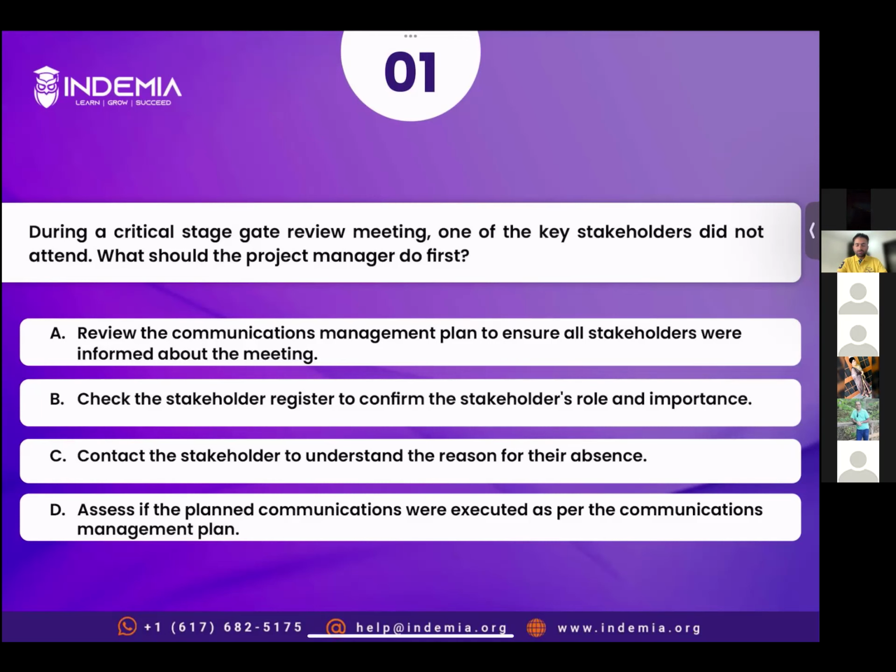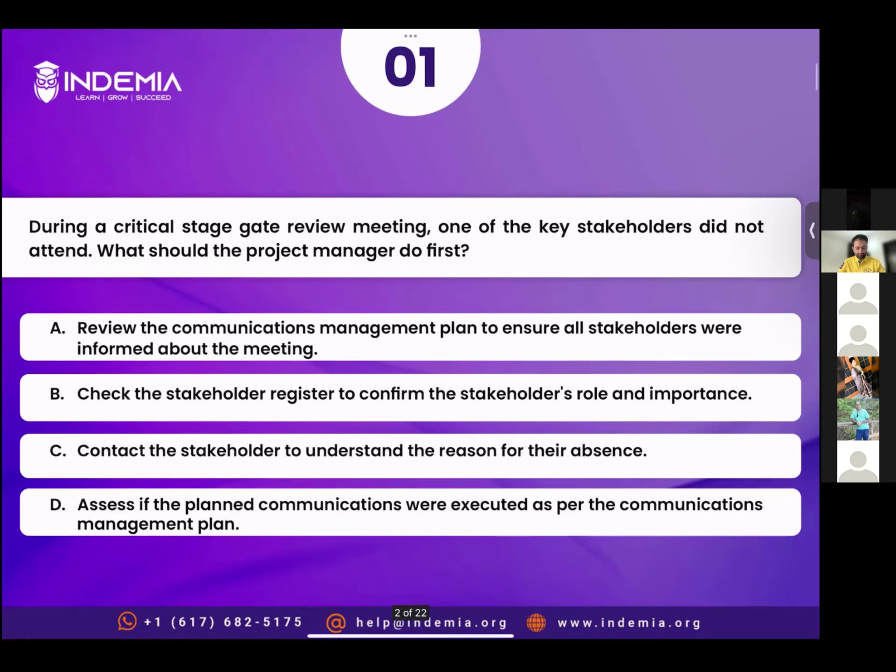Maybe they say we haven't received anything. Maybe they say we received, but there was an emergency, right? Maybe they say there was a miscommunication. So the efficient way to understand the root cause is to directly contact the stakeholder and understand the reason for their absence. Correct answer is option C. Let's read the explanation.